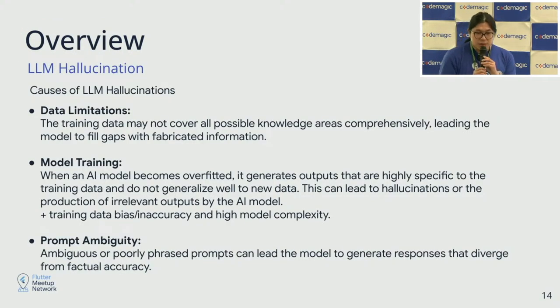Another challenge for LLMs is a phenomenon known as hallucination. Why do LLM hallucinations occur? It's because the model can't encode all the data in the world during the training process. Hallucinations can also result from overfitting during model training or from inappropriate prompts.